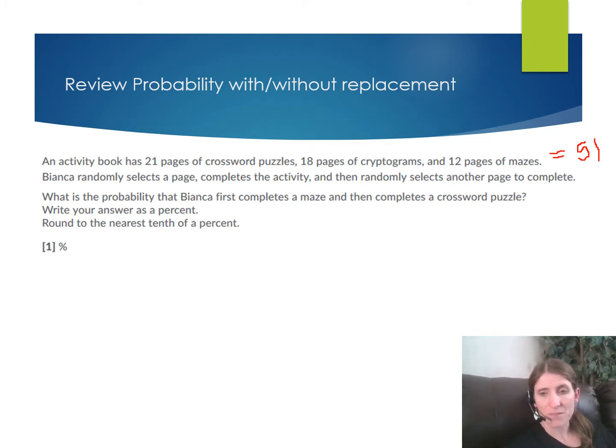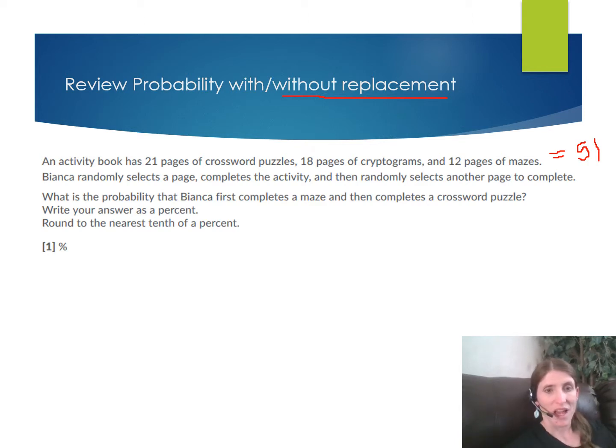She completes the activity. So if she completes it, we are now without replacement. We are not putting it back. We're not clearing the page or erasing it and getting to choose it again. It's no longer available for us to choose. Then she randomly selects another page to complete. So this is what we're trying to find: what is the probability that Bianca first completes a maze?